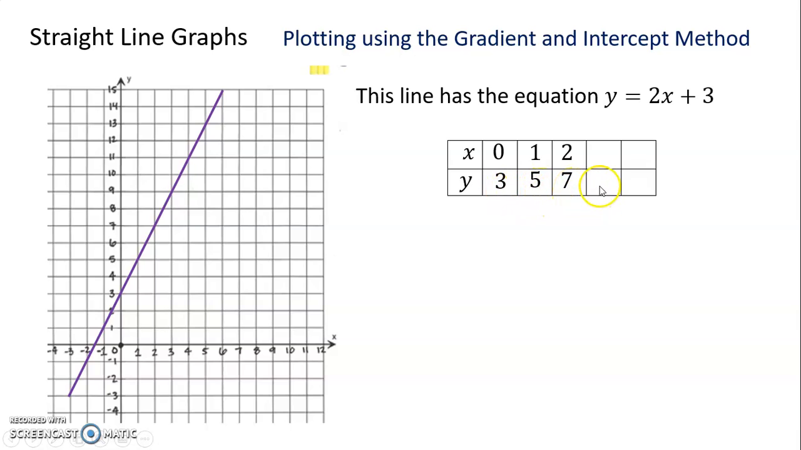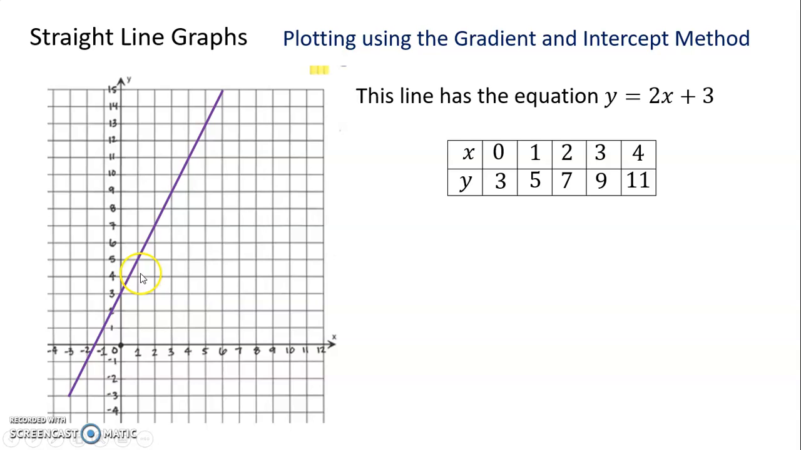So I can actually fill in the rest of the table by saying, well, the next one will be 3, 9. And then after that, it's going to have to be 4, 11. So for every increase of 1 in x, y is going to increase by 2, and we can see that because the coefficient of x here is 2.